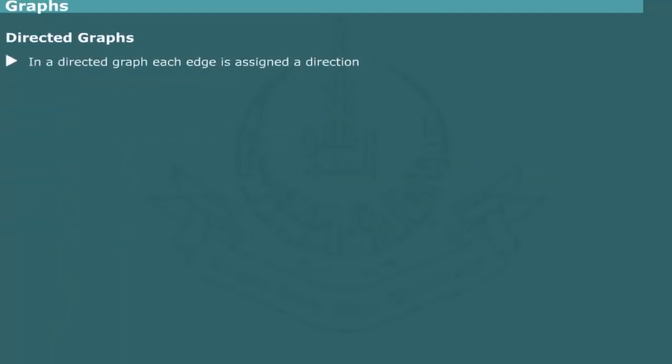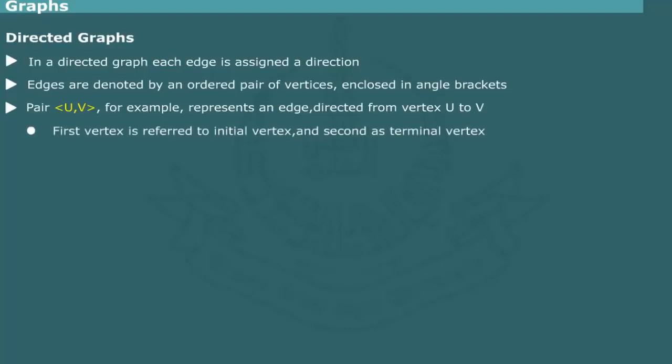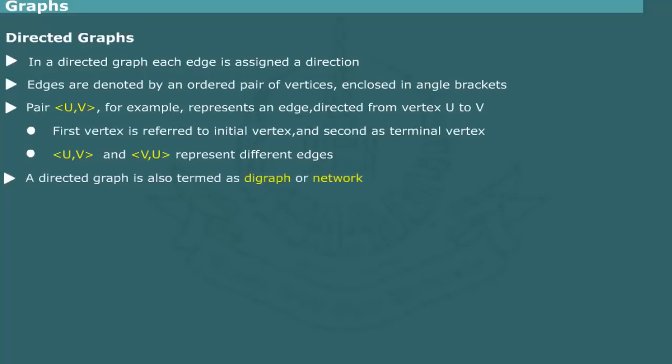Directed graph. In a directed graph, each edge is assigned a direction. The edges of a directed graph are usually denoted by an ordered pair of vertices enclosed in angle brackets. Thus, the pair UV represents an edge which starts at vertex U and ends at vertex V. The first vertex is referred to as the initial vertex and the second as the terminal vertex. As such, UV and VU represent different edges connecting the same pair of vertices. A directed graph is also termed a digraph or network.